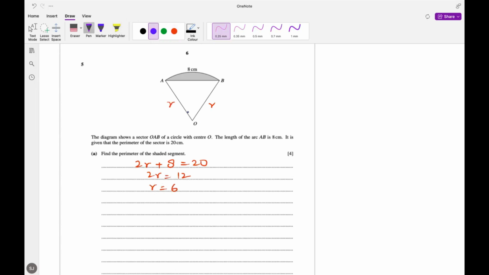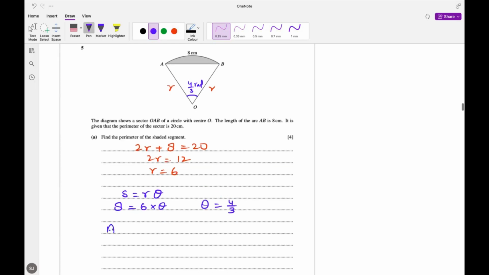Now to find this angle theta, we know that the arc length formula is s equals to r theta. The arc length is 8 and the radius is 6 multiplied by theta. So theta will be equals to 8 upon 6 or 4 upon 3. Now once we have this angle as 4 upon 3 radians, we can find this length using the cosine rule.